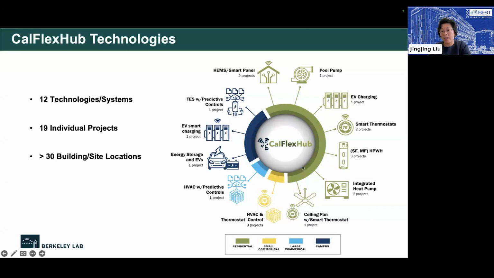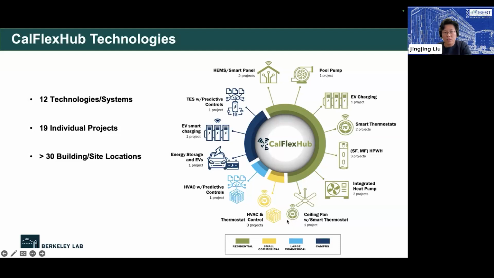We have a couple projects that are looking at integrated heat pump systems for both home heating and water heating. There are also some technologies that are still in the system integration and early field demonstration stage. We have a project integrating smart ceiling fans with thermostat-controlled AC, coordinating with AC load. We have a couple projects looking at home energy management systems and smart panels.